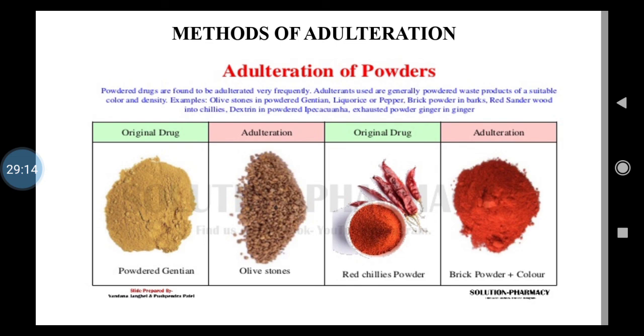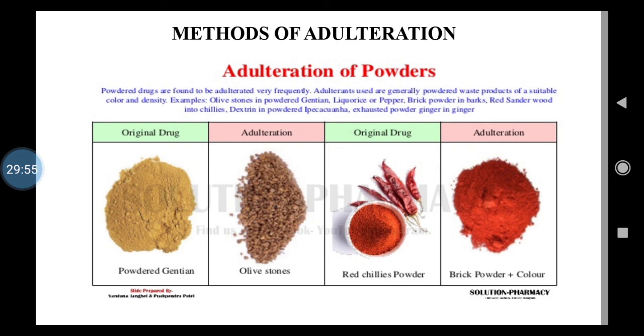Then finally the adulteration of powders. Most of the drugs are also available as powders, and these powders are also adulterated. You can see the example of powdered gentian, which is mixed with another substance. Then red chili powder, the original one you can see, is mixed with either artificial colors or brick powder. So that is also harmful.